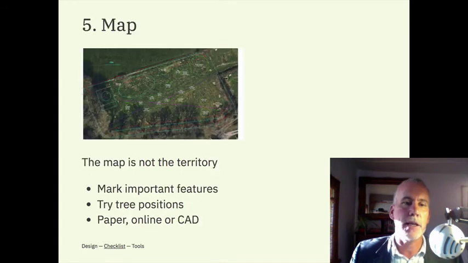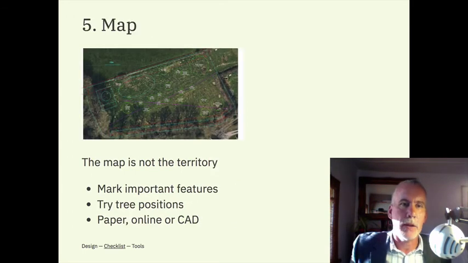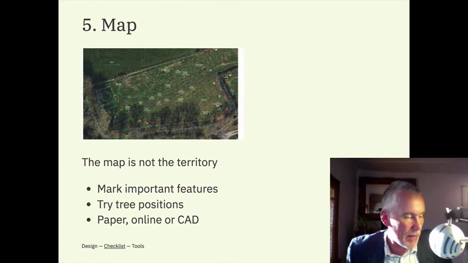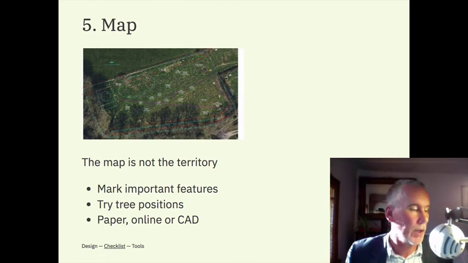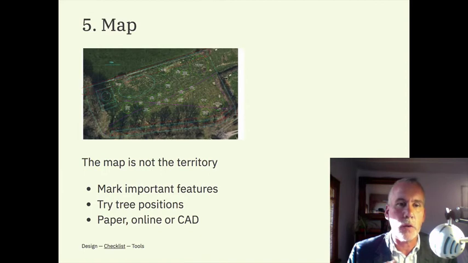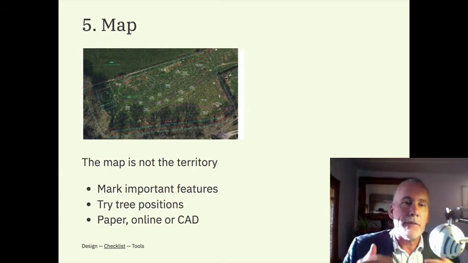And finally is the map. The map is not the territory. The map is a tool like the plan. The kind of key things for the map is to mark important features. So your utilities and your footpaths and your trees, your kind of major structural stuff, and where everything is going and how it fits together. And it doesn't have to be fancy.